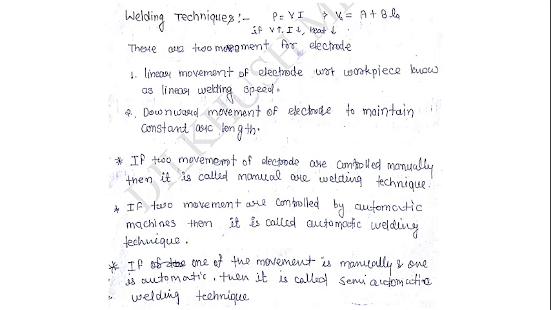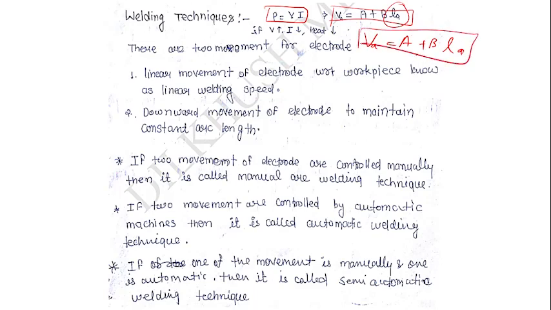Then the power which is generated, the formula you should know: P equals VI. And the arc voltage that is generated is dependent upon the arc length. Whatever arc voltage is produced has a linear relationship with the arc length. This also you should remember. This is also very important.